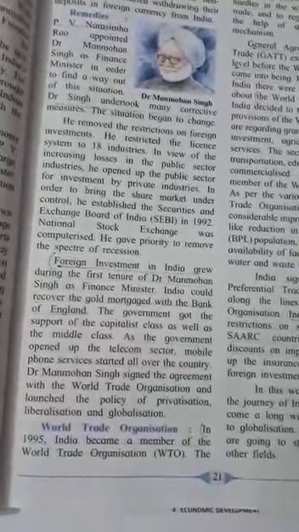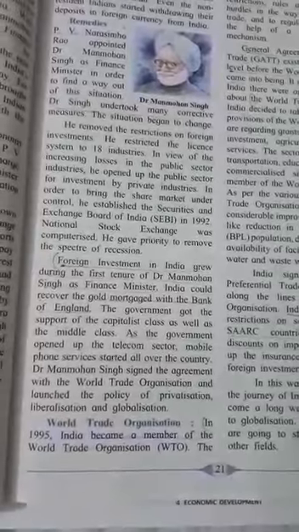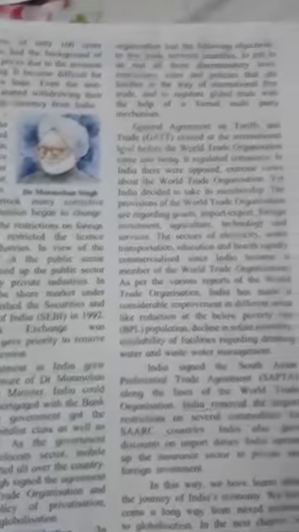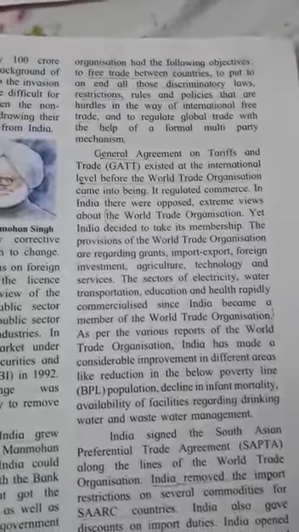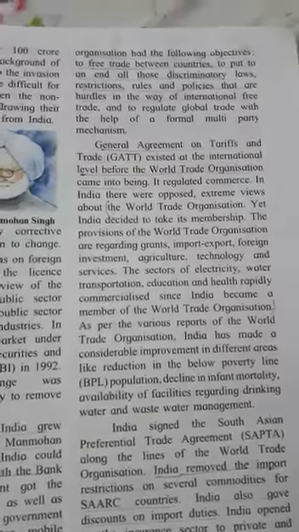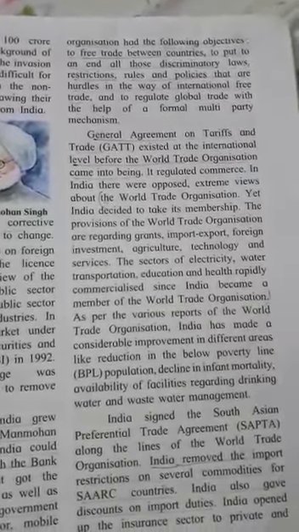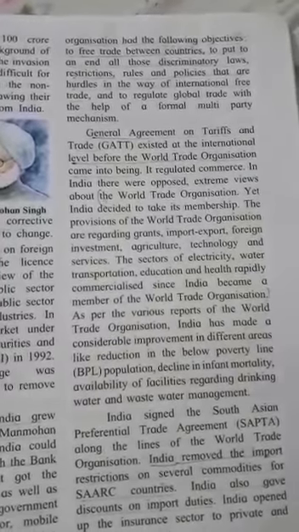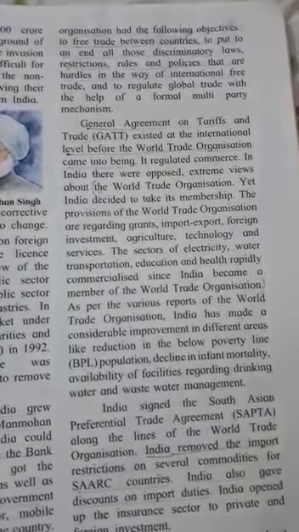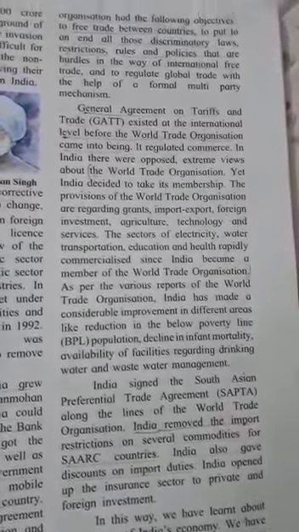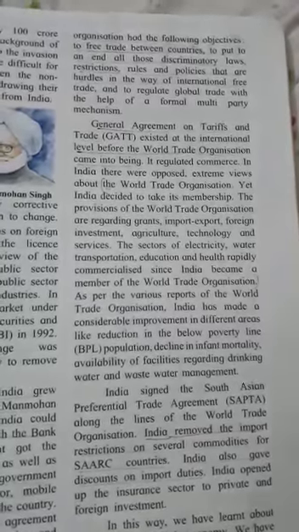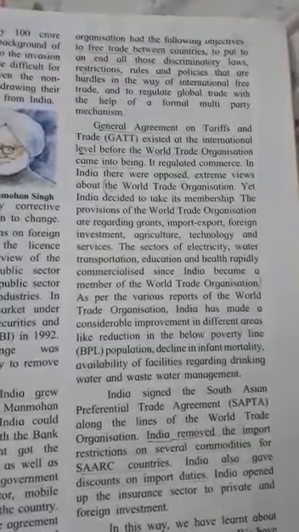Then the World Trade Organization. In 1995, India became a member of the World Trade Organization, that is WTO. Now, this organization had the following objectives: to free trade between countries, to put an end to all those discriminatory laws, restrictions, rules and policies that are hurdles in the way of international free trade. General arguments on trade existed at the international level before the World Trade Organization came into being.